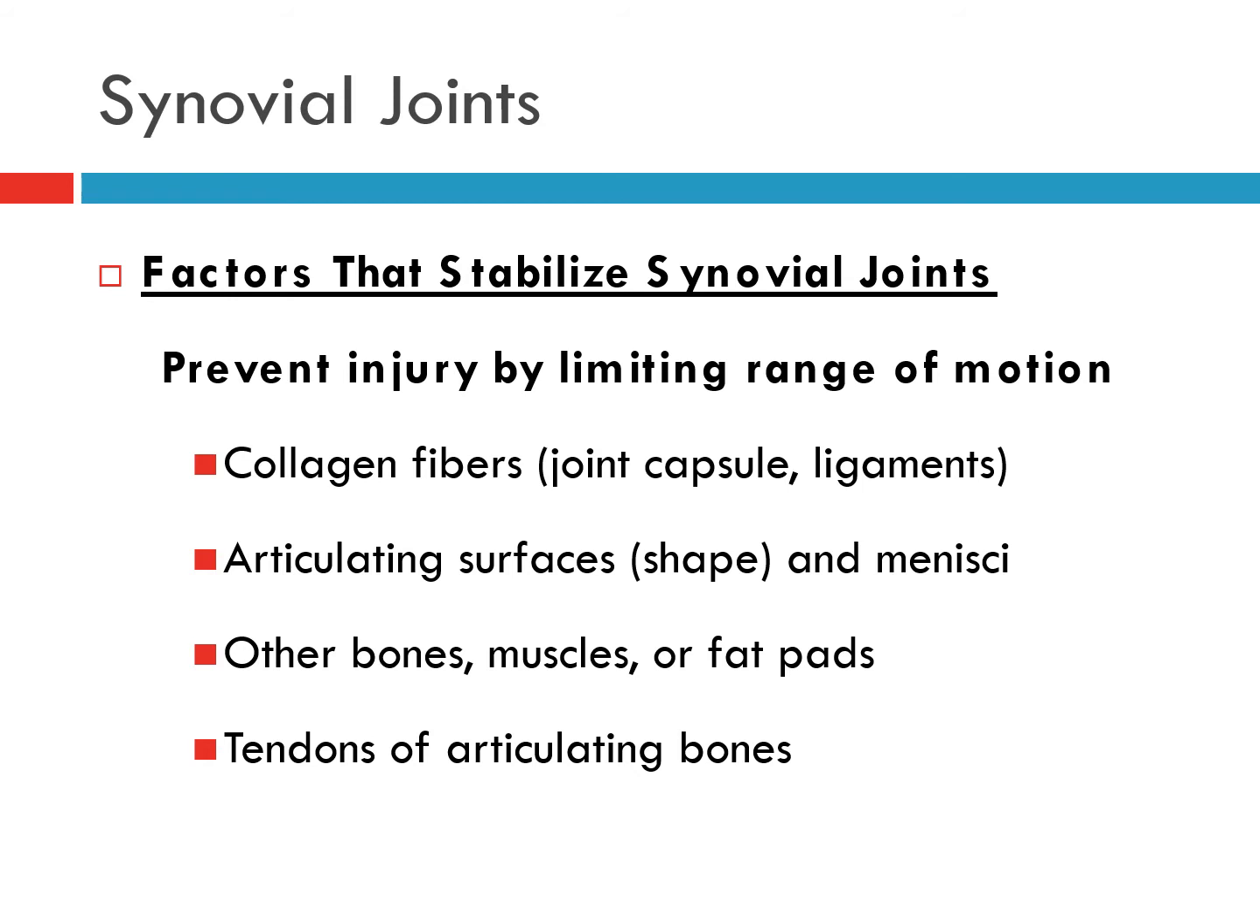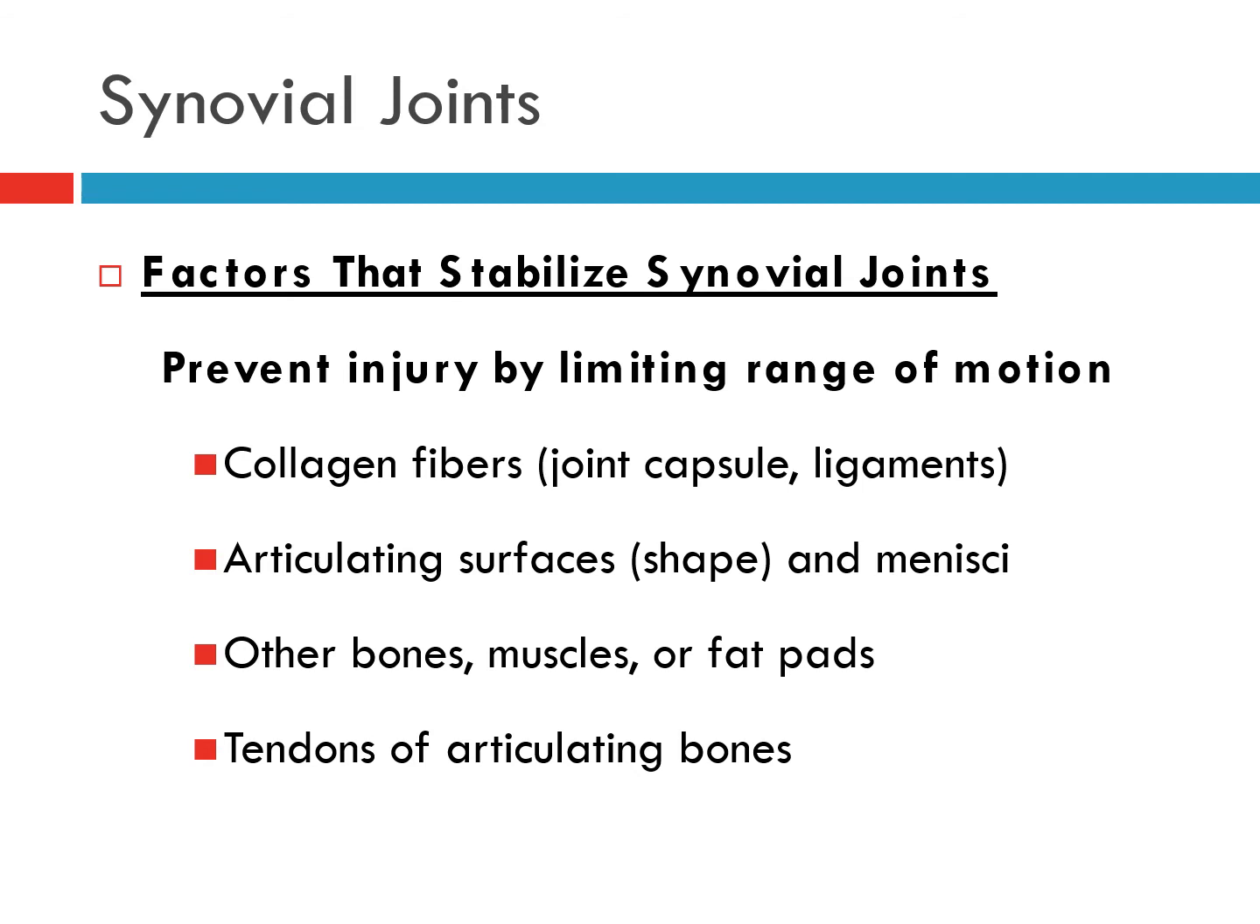So our joint capsule is made up of collagen fibers. Our ligaments and tendons are made up of collagen fibers. The articulating surfaces, the actual shape of the bones, can have a great effect on the amount of range of motion. And so sometimes the shape of bones limit the range of motion and stabilize that joint.